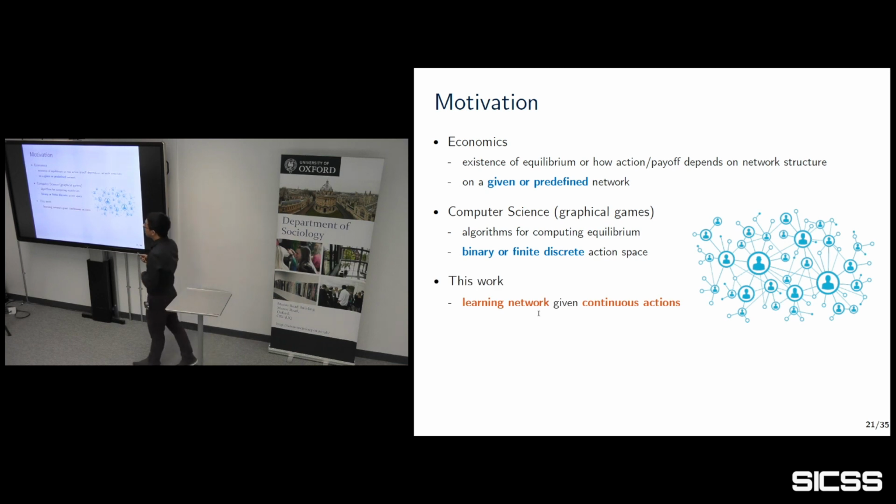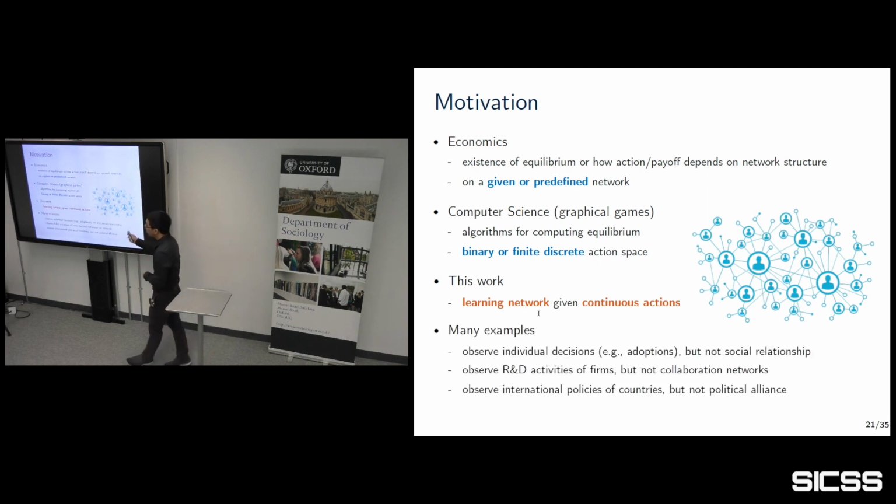So what we are more interested in for this work is a reverse problem, which is trying to infer the network given the conditions that we observe. So we don't assume that we have a network, but we assume that people play games on a hidden network, and we want to basically recover that structure. You can find a lot of examples. We observe individual decisions, adoptions, but not social networks. We observe the research and development activities of firms, but we don't observe the collaboration network of firms, or policies of countries, but not the political alliances.